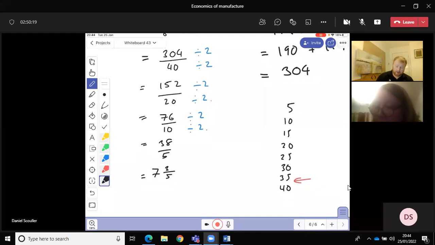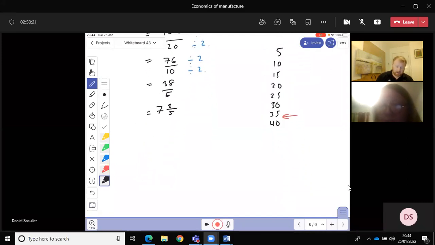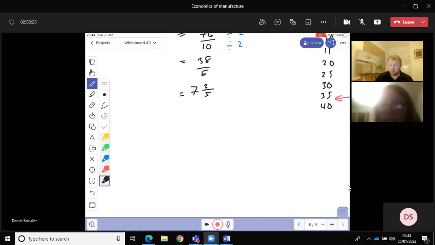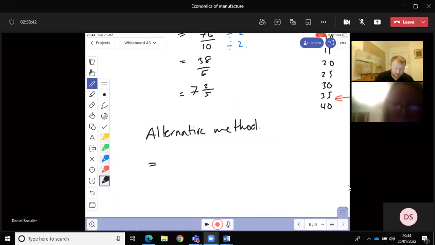Okay, there is an alternative method. I'm reluctant to show you, but some of you might have been taught this, and just as a wee reminder, if you're comfortable with doing that one above, that's fine. Okay, alternative method. It allows you to simplify it at an earlier stage. So we've got 19 over 8 multiplied by 16 over 5.